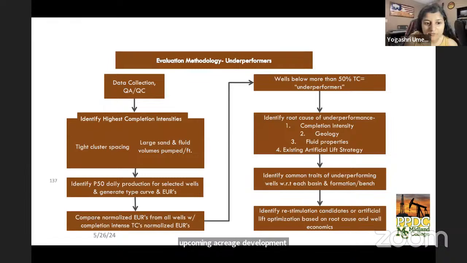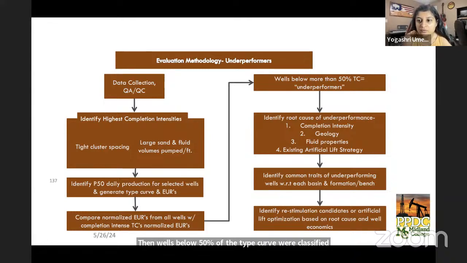So this is the same workflow shown on the previous slides, but you'll notice that the content is a little bit different. You collect the data, you identify the highest completion intensities, which is tight cluster spacing and large sand and fluid volumes pumped per foot. Then you identify the P50 daily production for selected wells to generate type curve EURs. You compare the normalized EURs for all wells with completion intensity type curves' normalized EURs. Then wells below 50% of the type curve are classified as underperformers.